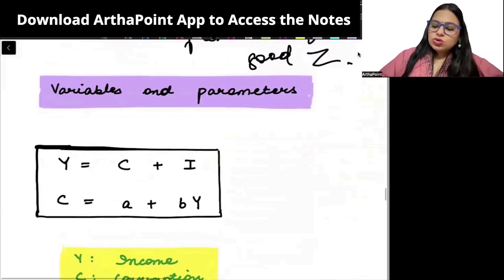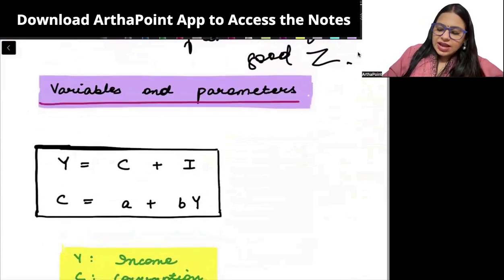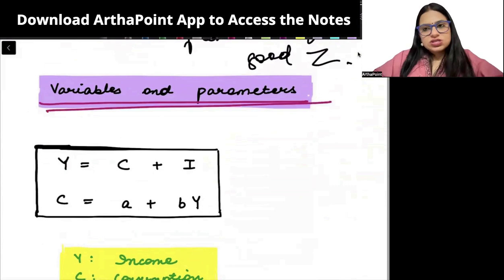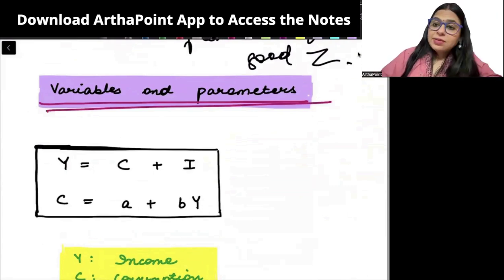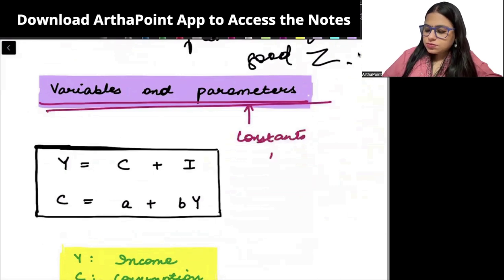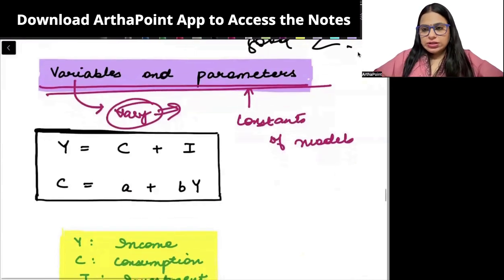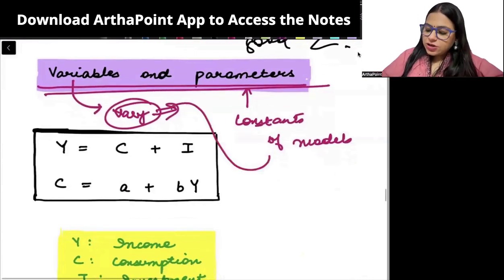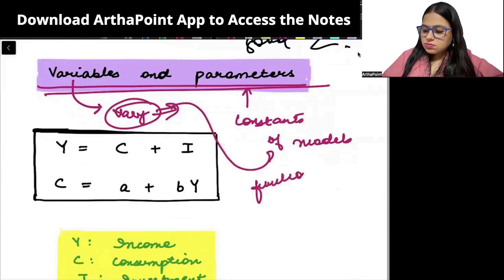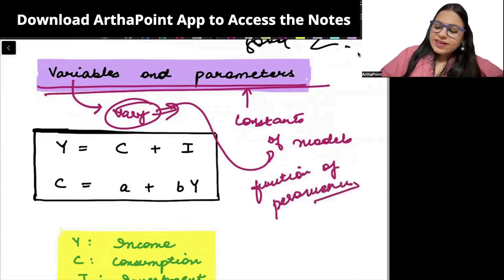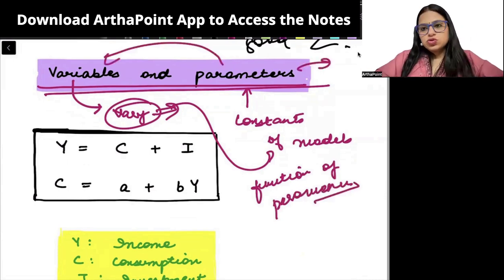Now let us go to the concept of variables and parameters. थोड़ा समझने की कोशिश करो. Parameters are constants of the model. And variables are those which vary in the model. जिनका value हम निकालते हैं, जो model to model change होते रहते हैं. Variables are a function of parameters. So if I change a parameter, तो variable will also change.